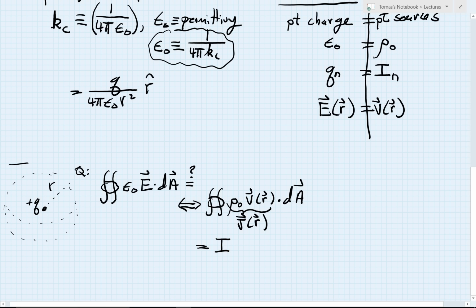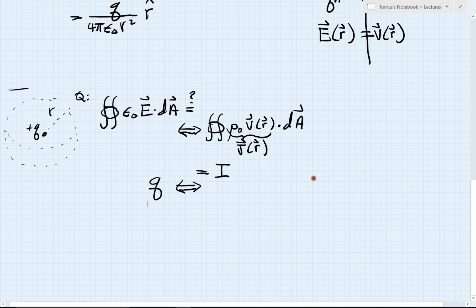Now here's the neat thing. I've answered the question in water world very intuitively based on conservation of mass. Now that I've answered it, I can translate my answer back into electric world using my translation table. My translation table tells me this current must equal the charge. So back in the electric world, the answer to this strange looking integral is just going to be the charge Q.